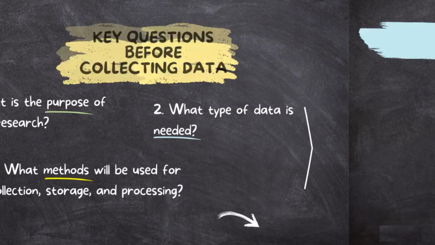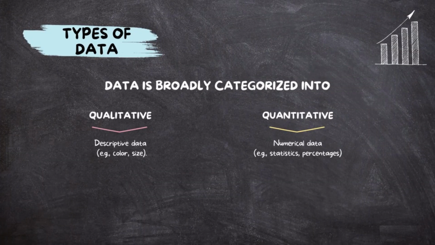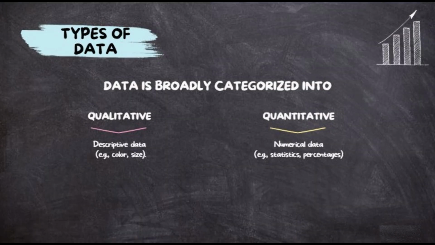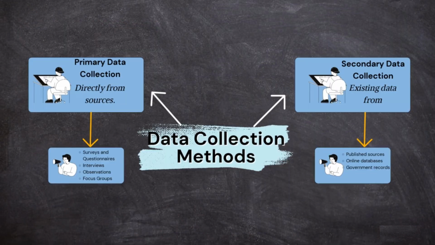Now let's look at the types of data. Here, data is broadly categorized into two: qualitative data and quantitative data. Qualitative data is descriptive information like color, appearance, or quality, while quantitative data refers to numeric data like statistics, percentages, and figures.